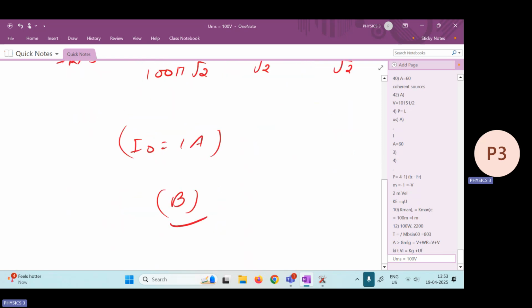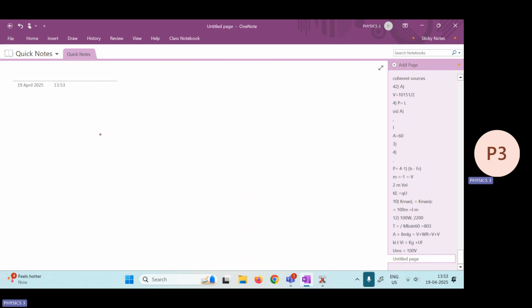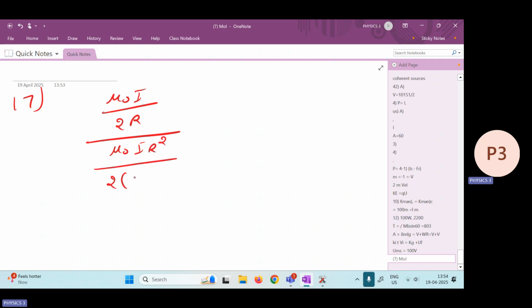Okay, now let's go to the next question. In the next question, the 17th question, we are given a current carrying wire in the form of a circle of radius r. Then we have to find the ratio of magnetic field at the center to the magnetic field at an axial point at a distance r from its center. So this ratio can be written as mu naught I by 2r upon mu naught I r square upon 2 times r square plus x square to the power 3 by 2. So that will be mu naught I r square over 2. In place of x, we will put r because the distance given is r. This is the situation we have got.